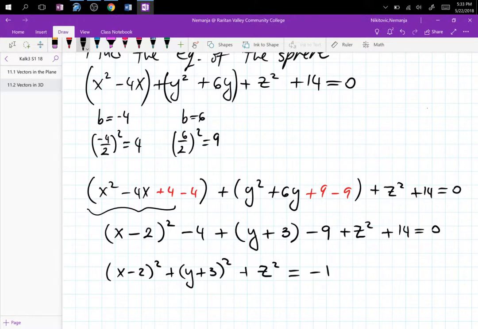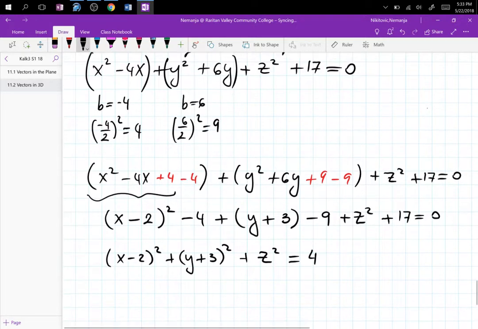Yeah, we just fixed the problem. Now this 14 magically becomes 17. I update the problem right away, so it becomes 17. And then the answer over here is 4.